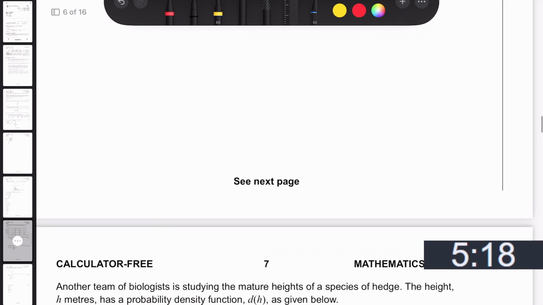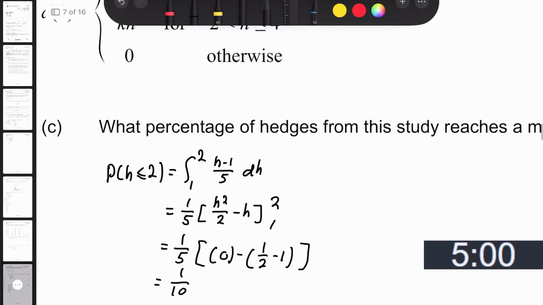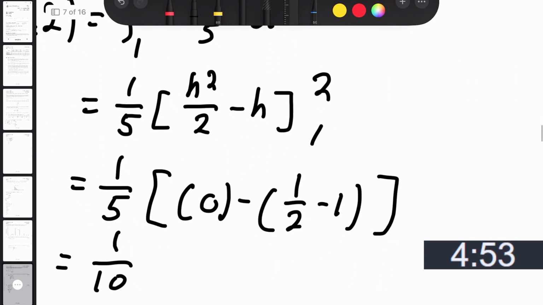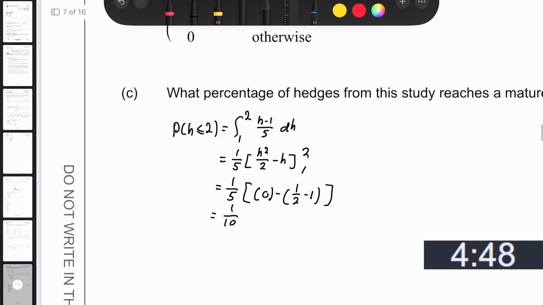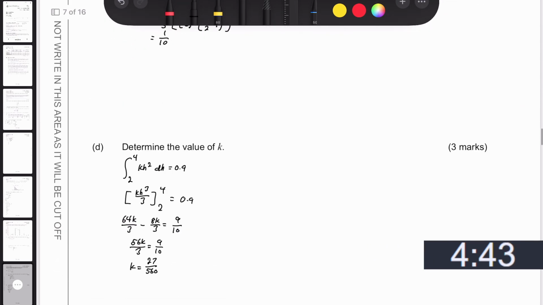That's definitely correct then. Another team of biologists studying the mature plants of a species of hedge. The height h meters has a probability density function f of h as given below. H minus 1 on 5 for h greater than 1. So the percentage is less than 2 meters. So a fifth of h minus 1 dh, h squared. So 4 on 2 is 2, minus 2 is 0. A half minus 1 is negative a half. So negative a half is exactly the same.